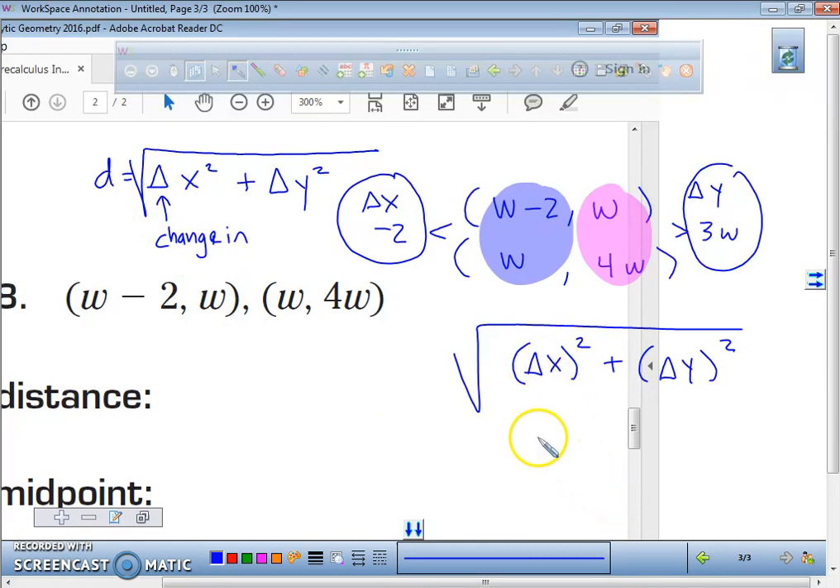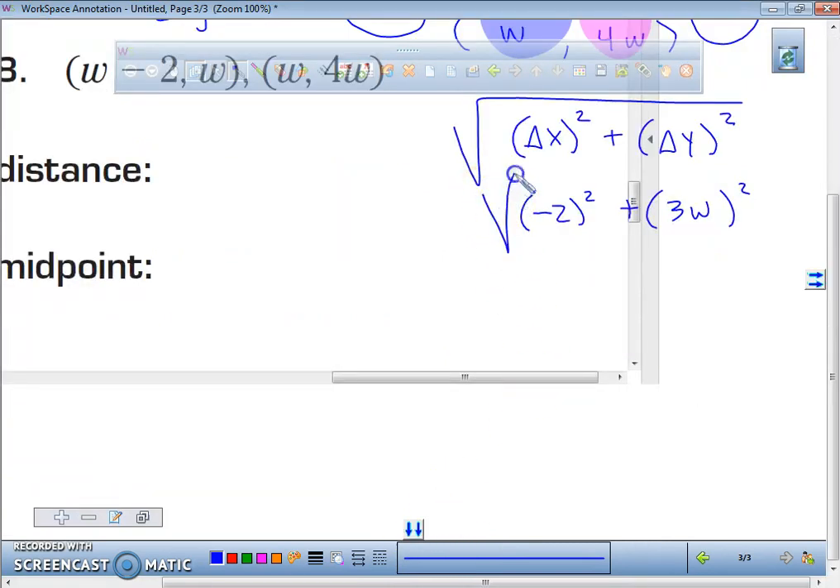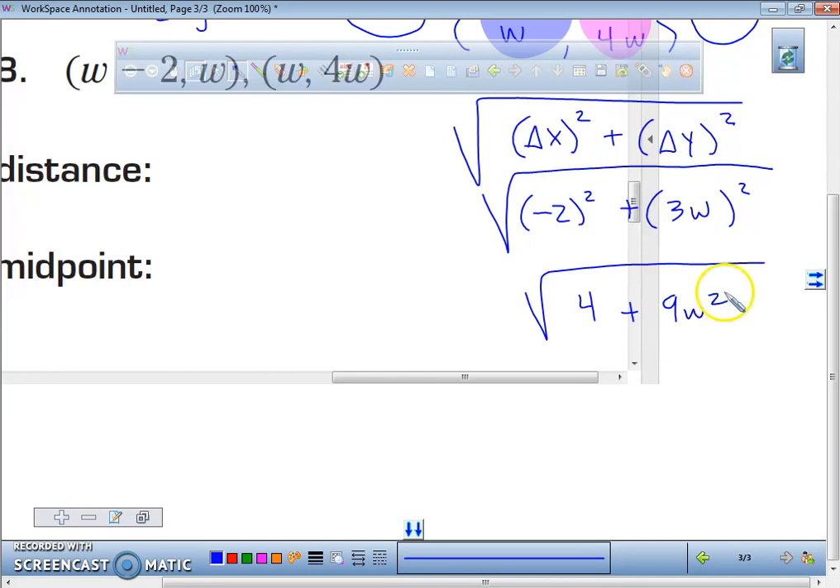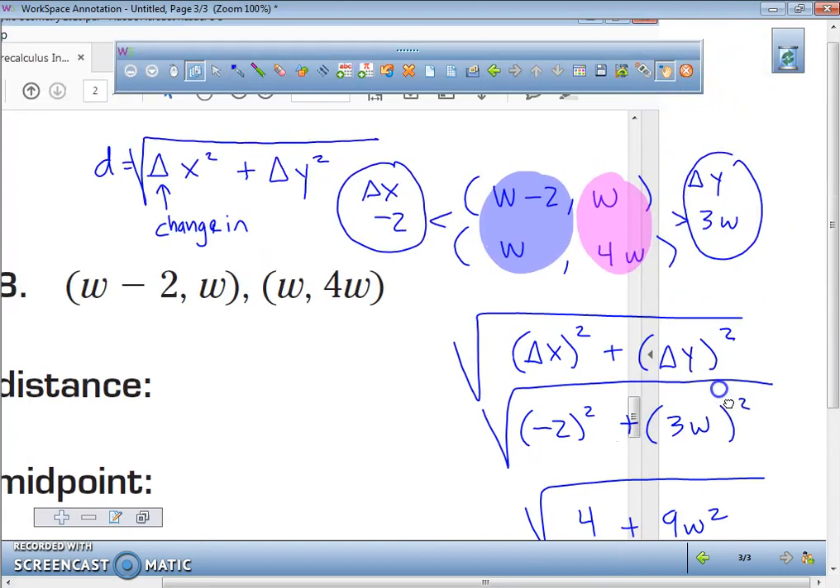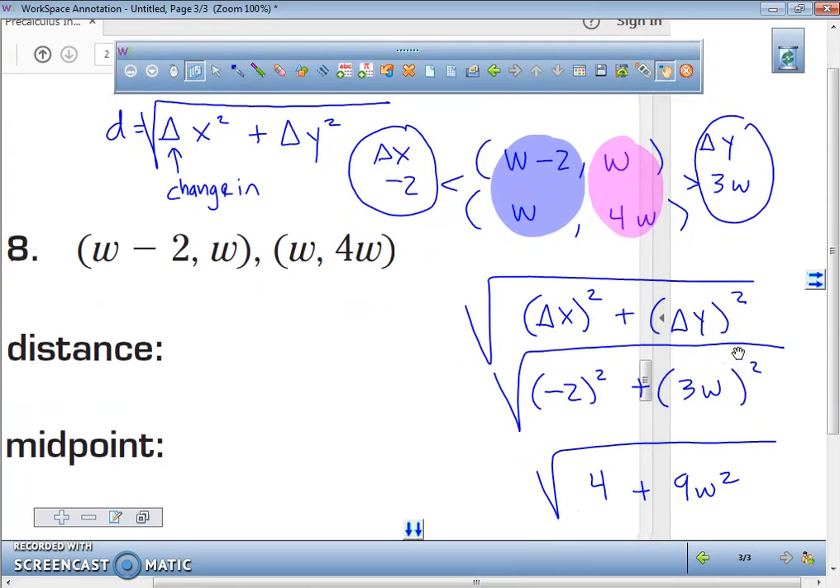What's the change in x? Negative 2. What's the change in y? 3w. And you get the exact same answer as we did before, which is the square root of 4 plus 9w squared. All right? That's pretty cool right there. So, that's just using the logic way. Just like saying, what's the gap between these numbers? I'm going to square it. What's the gap between my y values? Squared. What's the gap between my x values? Squared. And then take the square root of your answer after you add them together. Okay? This is kind of like a little shortcut if you wanted to do it that way. All right?